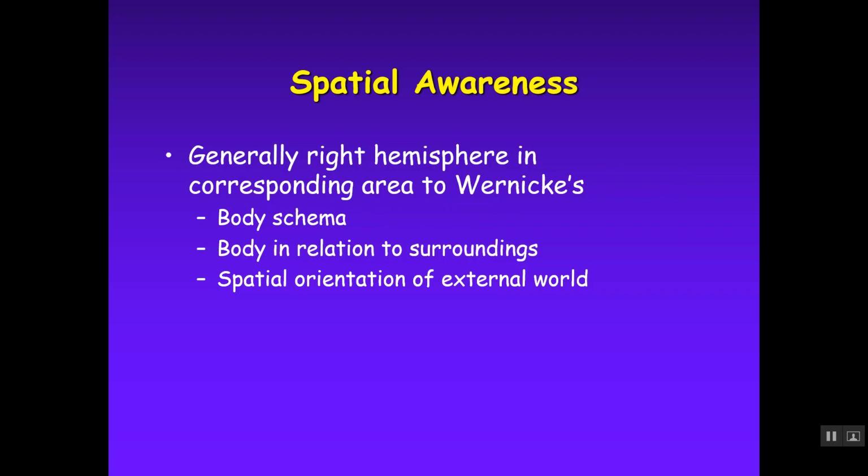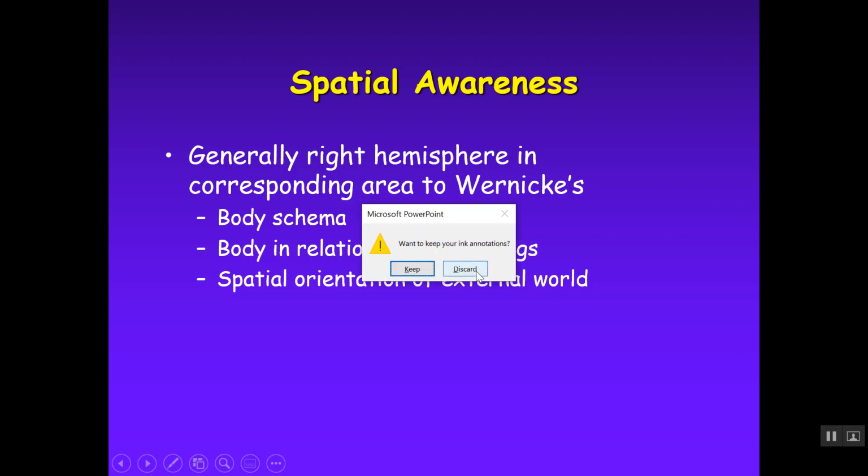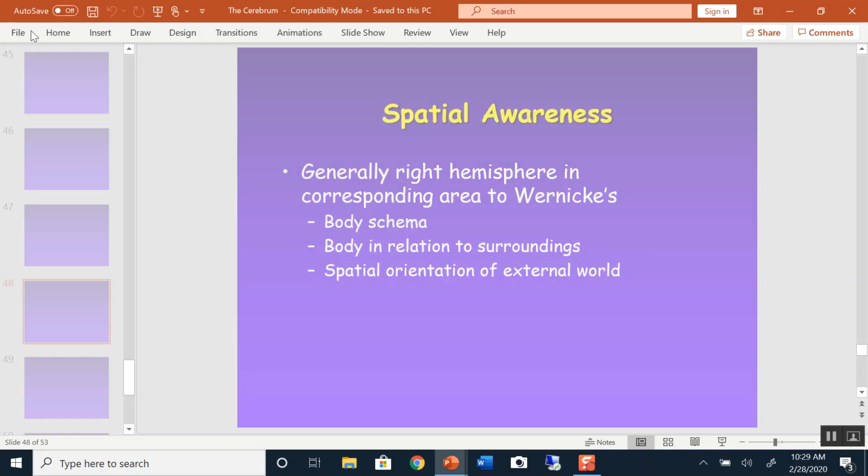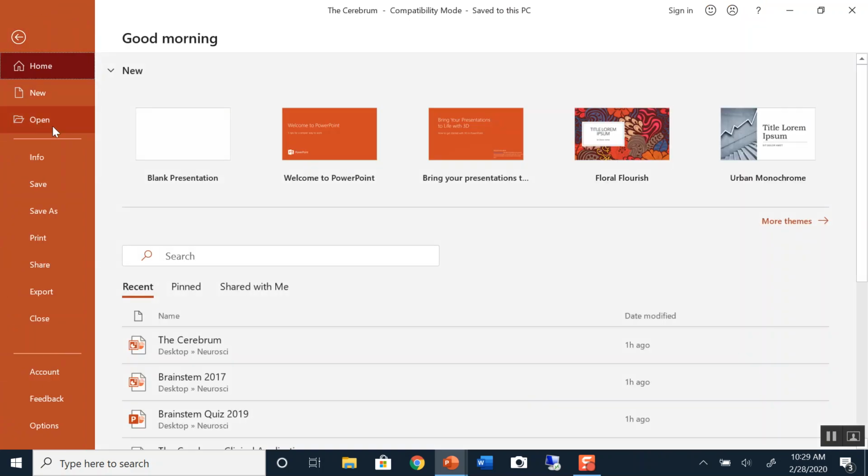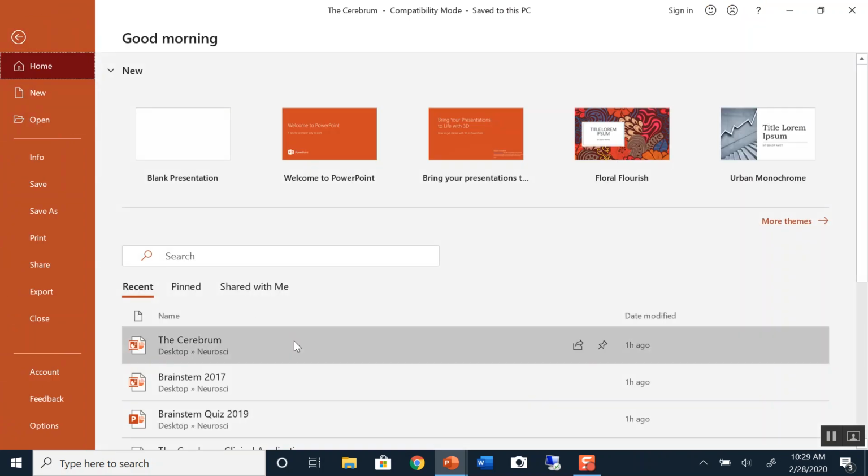That's the end of this section, which is great. We're going to get into more language here. We're going to switch gears and go to the cerebrum clinical applications, which is the next lecture. Let me get out of this one, and we'll get into some nice examples of language.